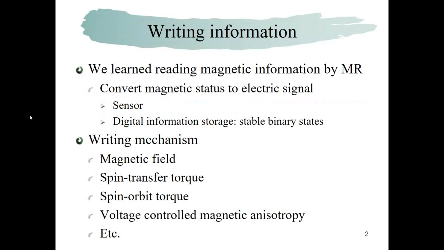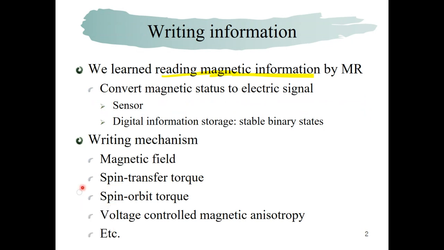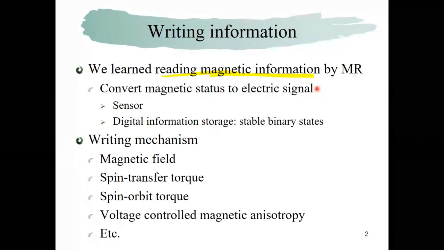Okay. So far, we learned about how we can read the magnetic information in a magnetic device by the various MR, especially GMR, which is important, as I already pointed out. And that means we can convert the magnetic status to a kind of electric signal. That means we can read the voltage or current or resistance of the magnetic devices, which depends on the magnetic status.